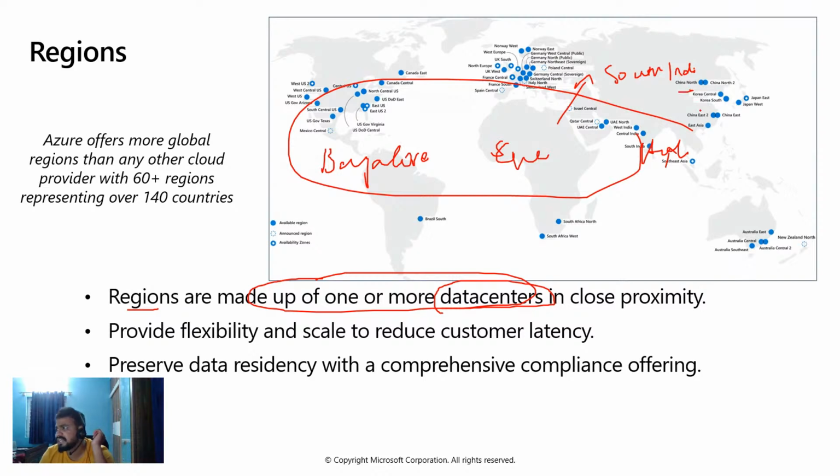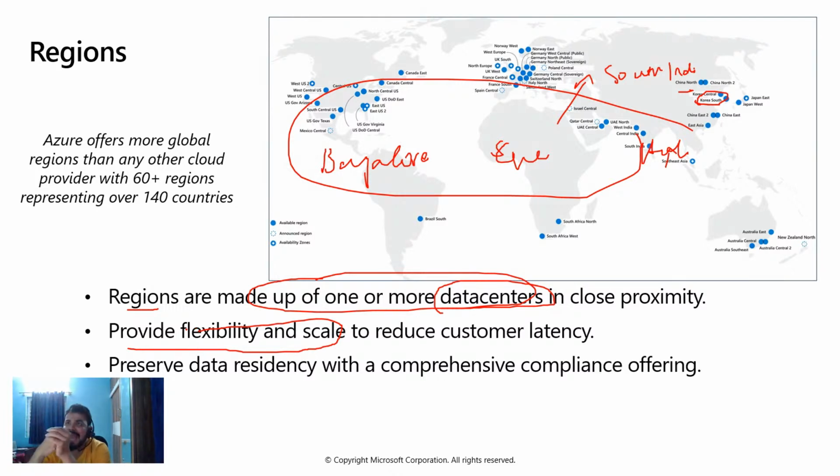See here, you can see China North. So it's generally up to the region how the data center is made. Next, it provides the flexibility and scale to reduce customer latency. So, what is latency here?